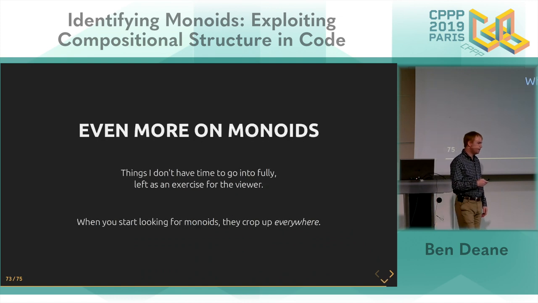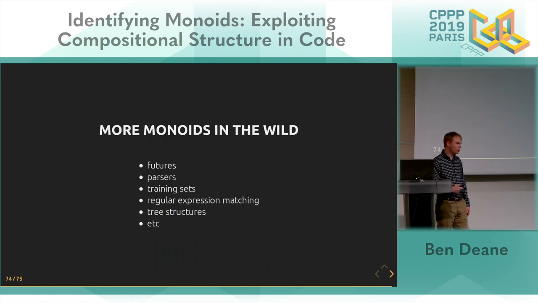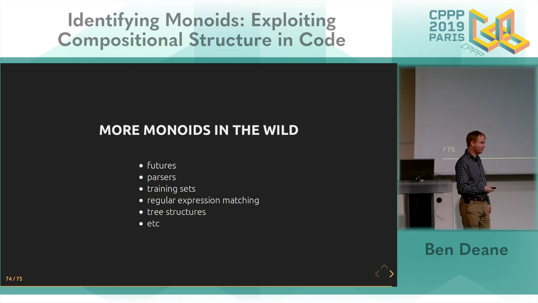So now we're entering the section of the talk that I cut out because there was way too much, but I will go through it briefly. When you start looking for monoids, you find them literally everywhere. They are ubiquitous. All of these things under some interpretations are monoids.